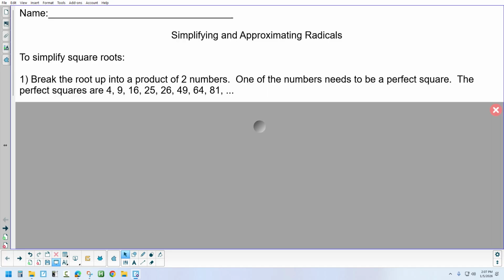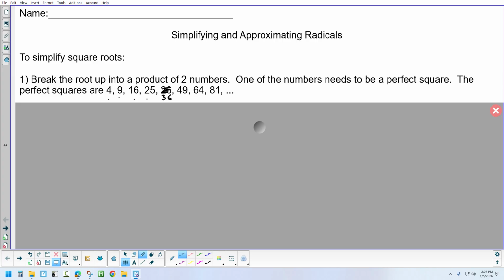The first thing is, when you are simplifying the square root, the way I'm going to show you is you're going to take the number and break it up into two numbers. The two numbers have to multiply together to give you the original number, and you have to use a number in this list: 4, 9, 16, 25. Does anybody know what those numbers are called? I need to fix one of them. This one, just change this to a 36 on your notes, not 26.